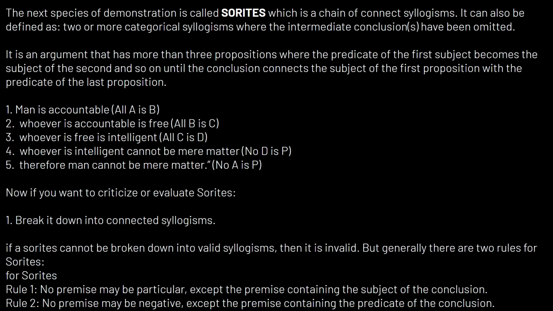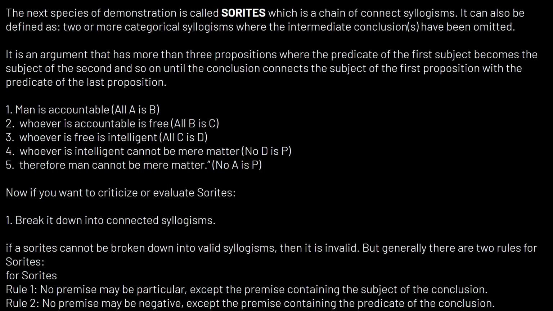The next species of demonstration is called sorites, sometimes known as polysyllogisms. So as the name implies, it's a literal chain of connected syllogisms. It can also be defined as two or more categorical syllogisms where the intermediate conclusions have been omitted. Oh, and by the way, what I mean by the intermediate conclusions have been omitted, I will show you in the next examples that I wrote down and how to break down sorites. So it'll be in the later slide though.